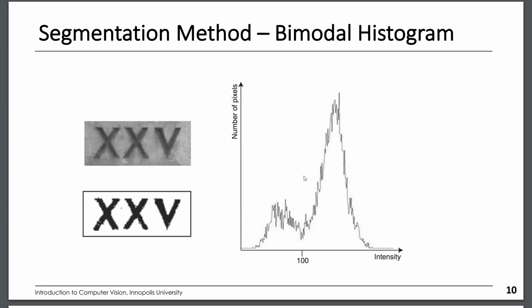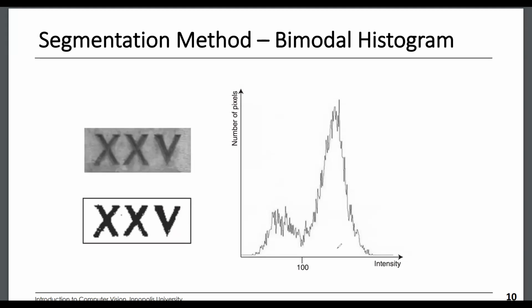Basically, what we are going to do is represent the values of the pixels in a sort of histogram, where we have the intensity of the pixel, or the color of the pixel. And here we will have the number of pixels which share the same value. So in this case, we will have this kind of distribution.